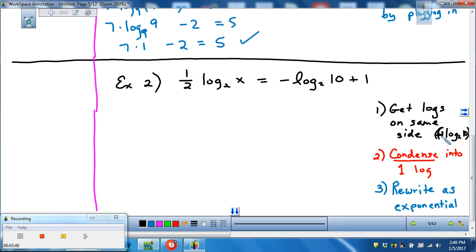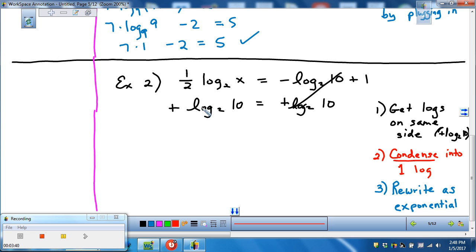So we'll be adding that to both sides. That's our goal. That's not an H, that's an addition. So by adding log base 2 of 10 to both sides, we will be getting this, and it will disappear from the right side. So these are gone. Next step, we want to condense it into one log.